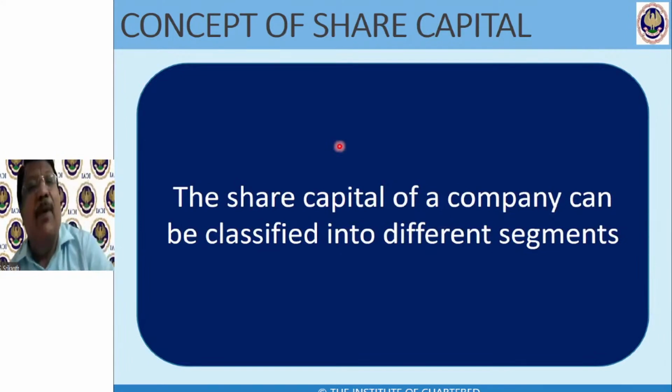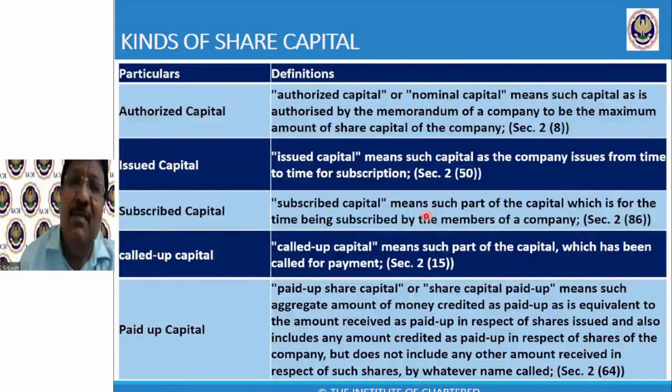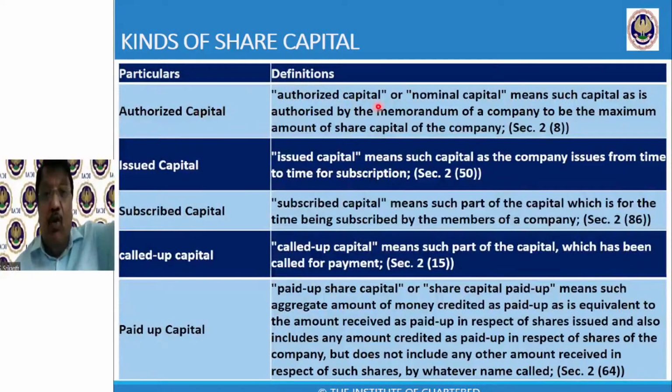So this share capital of a company is, in the way it is displayed now, shown in separate categories. In fact, these are all defined in the Act. That is why I'm giving it here. Section 2(8) defines authorized capital. It's also known as nominal capital. This is the maximum amount of share capital of the company. This is mentioned in the memorandum in the capital clause.